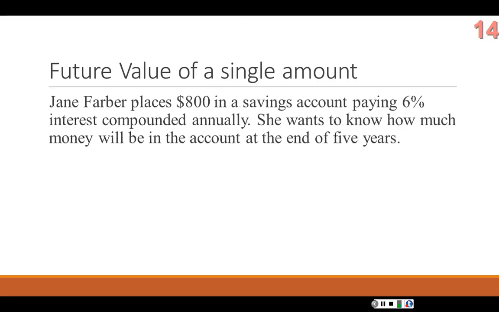So here's another example. Jane puts $800 in a savings account that pays 6% interest compounded annually. She wants to know how much money will be in the account at the end of 5 years. So first, let's put this on a timeline. At time period 0, she's depositing $800 into her account. And we want to know how much that's going to be worth in 5 years.